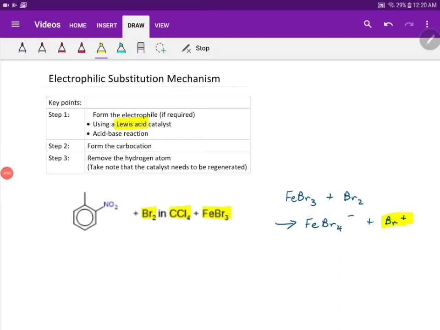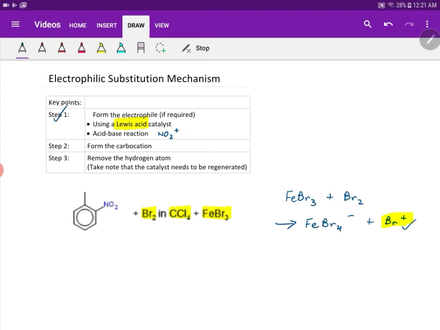Hi everyone, in the previous video we talked about how we can generate the electrophile. In this case our electrophile is Br+, and we have completed step 1. There are also many other ways that you can generate other electrophiles. You can actually use the acid-base reaction to generate your NO2+, which is another electrophile.